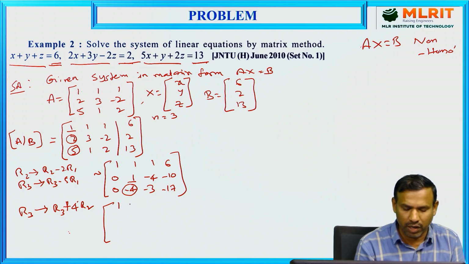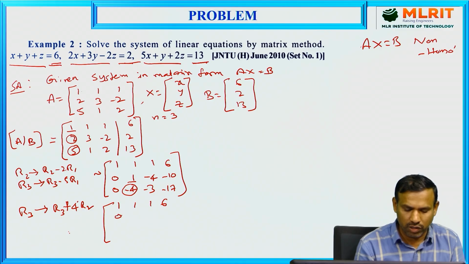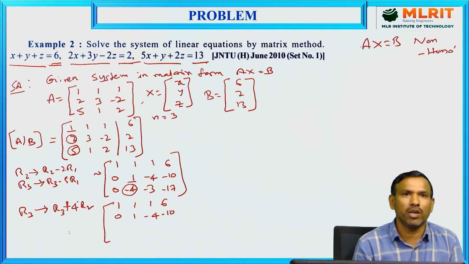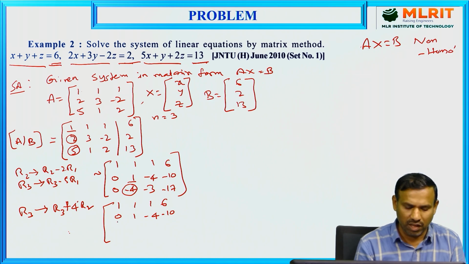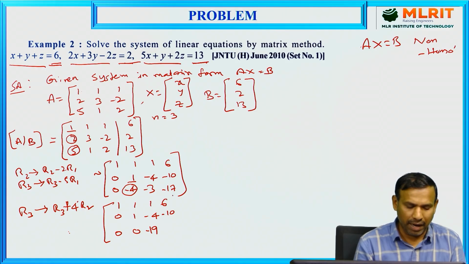First row we are not doing any change, 1, 1, 1, 6. Second row we are not doing any change, 0, 1, minus 4, minus 10. Right? And third row we are changing, R3 plus 4R2: 0 plus 0, 0, minus 4 plus 4, 0. And minus 3, minus 16, minus 19. Minus 17, minus 40, minus 57.